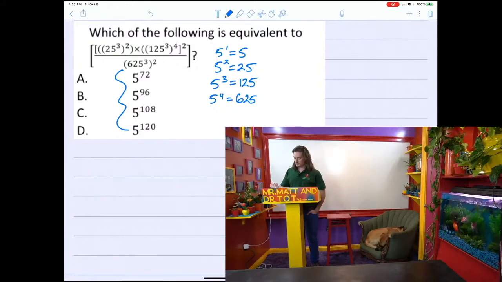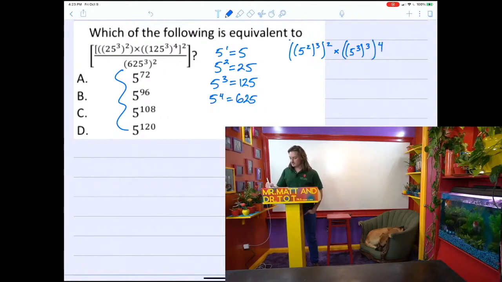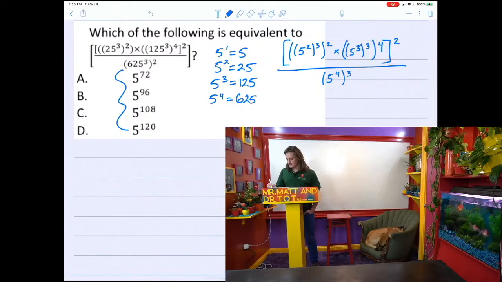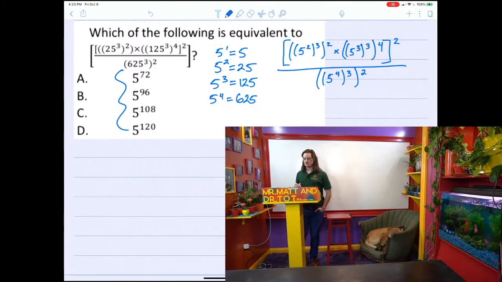So I'm going to say 5 squared instead of 25. But then that's still cubed, and then that's still raised to the second power. Now instead of 125, I'm going to write 5 cubed, but then that's still cubed itself, and then that is still raised to the fourth power, and the whole thing is still squared. In the denominator, I'm going to replace 625 with 5 to the fourth power, but then that's still cubed, and then the whole thing is still squared. So we have multiple powers of powers here.